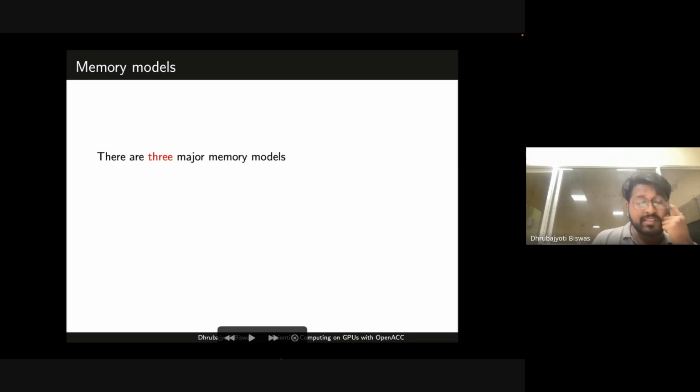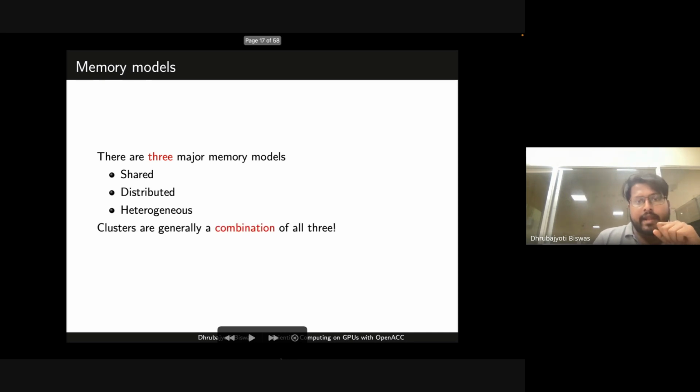So there are mainly three major models. The first two popular types are shared and distributed. I'll come to every one of them separately. And since this is a GPU programming class, we have a heterogeneous memory model. We will come to it also. And generally, clusters and supercomputers, which we have everywhere around us, are a combination of all of these three. All practical supercomputers that are built are generally a combination of all three of them.